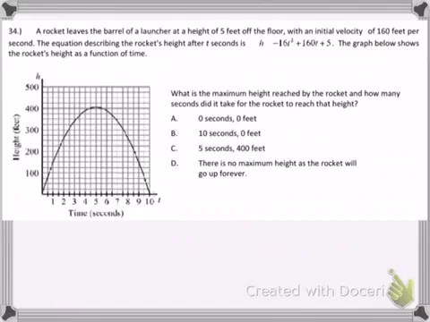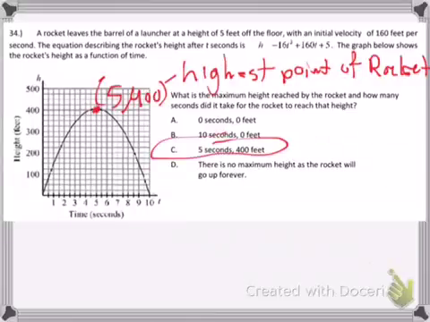A rocket leaves the barrel of the launcher at a height of 5 feet off the floor. What is the initial velocity of 160 feet per second? The equation describes the rocket height after t seconds is h equals negative 16t squared plus 160t plus 5. The graph below shows the rocket's height of the function in time. What is the maximum height reached by the rocket, and how many seconds did it take for the rocket to reach that height? At 5, it is at 400. So we see right here at 5 is at 400 feet for the rocket at its maximum height.